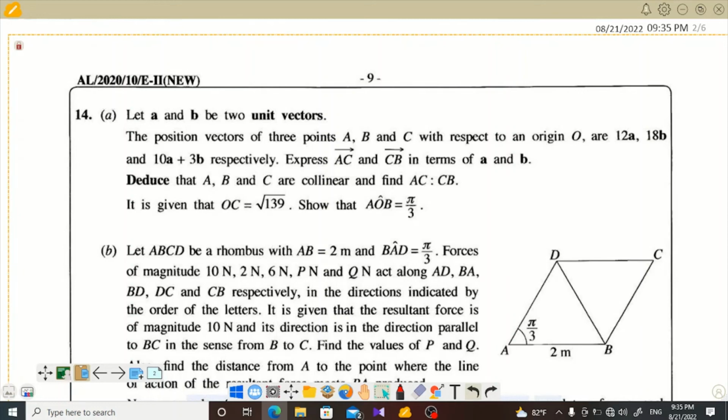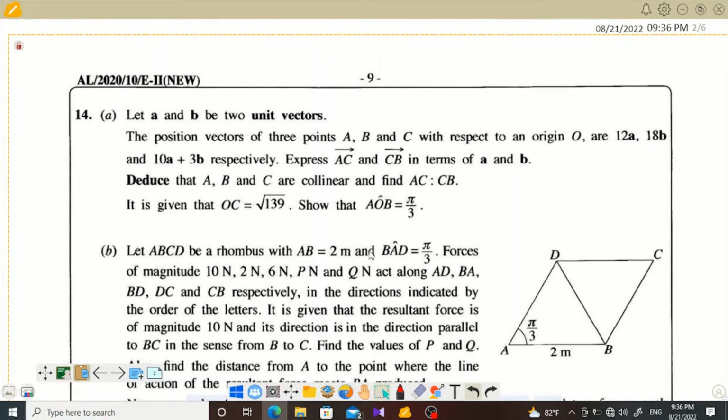In this video, we are going to solve a vector problem from the 2020 A-level paper. You can see the problem on the screen. Let a and b be two unit vectors. The position vectors of three points A, B, C with respect to an origin O are 12a, 18b and 10a plus 3b respectively. Express AC and CB in terms of a and b.